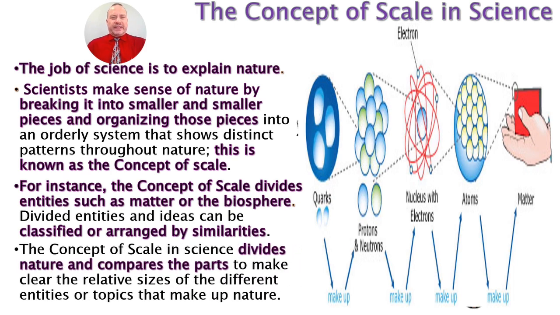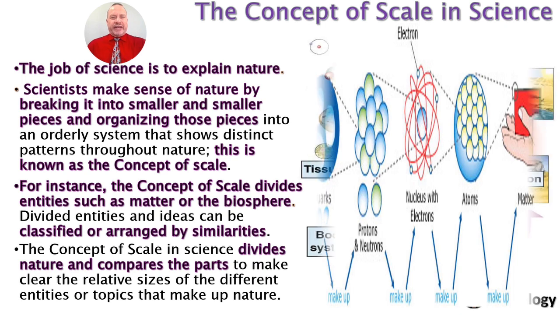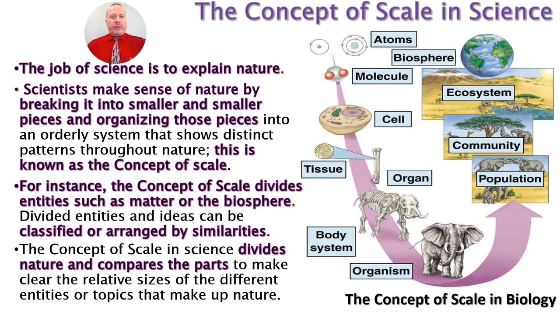Divided entities and ideas can be classified and arranged by similarities. Here we have a picture starting on the right. We have the biosphere. The biosphere can be divided into the different ecosystems. The ecosystems can be divided into the living communities. The communities can be broken into the individual populations. A population, you can break that up into just one organism. That organism can be divided into its organ systems. The organ systems can be divided into the organs.